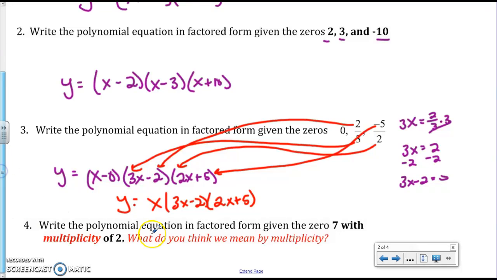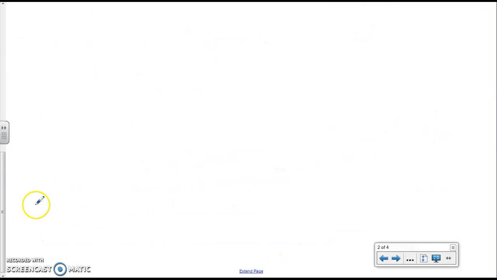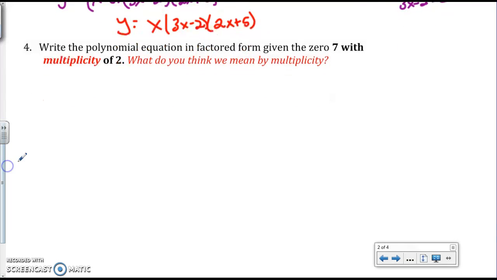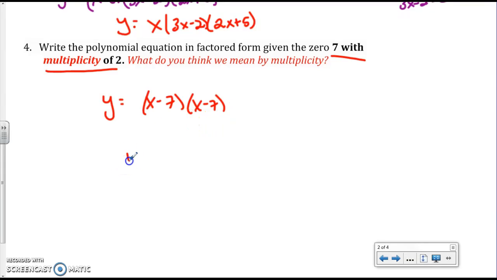Okay. Now we talked about when something shows up more than once with quadratics, we have one solution. What do you think it means to have a multiplicity? Okay, it just means it shows up twice. So technically, if I have a multiplicity of 2, that means I have this. Okay, so I have the same thing twice. Or I can write it, or I should write it, with an exponent.